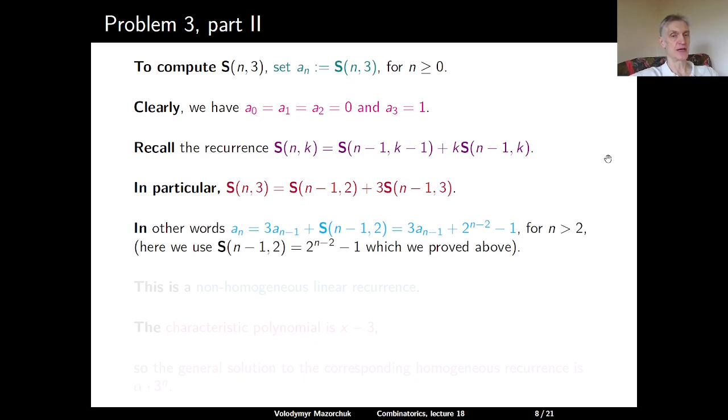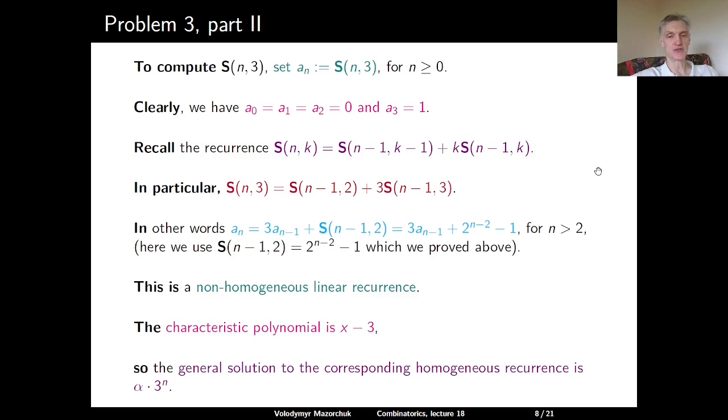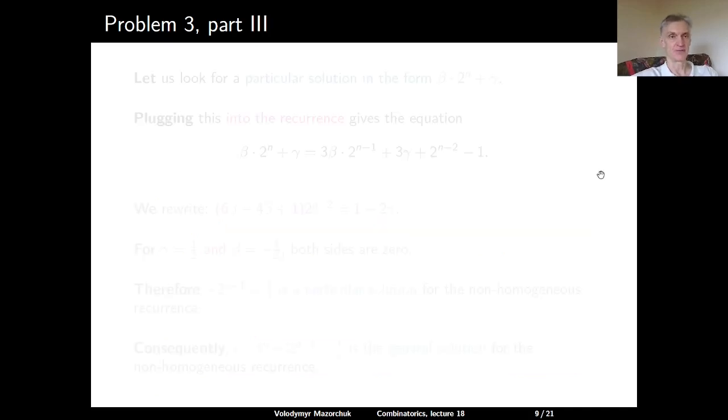In other words, a_n is equal to 3 times a_(n minus 1) plus S(n minus 1, 2), but this we just computed, so we get 3a_(n minus 1) plus 2 to the power n minus 2, minus 1. And this is a non-homogeneous linear recurrence. The characteristic polynomial of this recurrence is x minus 3, and so the general solution to the corresponding homogeneous recurrence is alpha times 3 to the power n for some alpha.